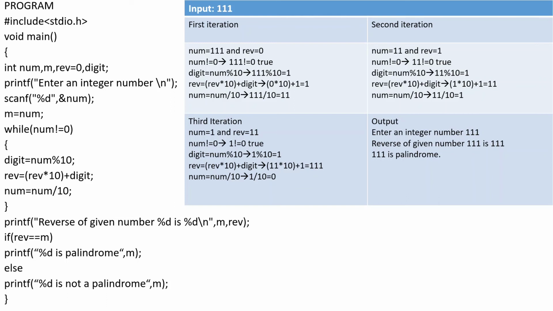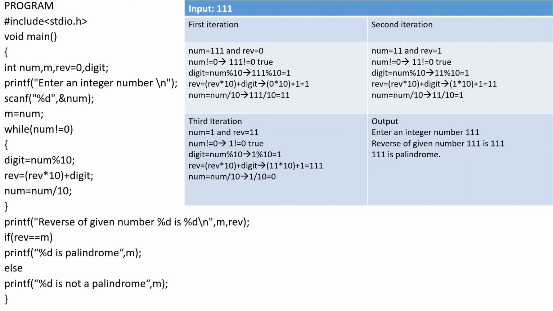Now what happens in the first iteration? The value 111 is stored in num, and that is again copied to m. Now we'll come to the while loop. So while num is not equal to 0. Now num is 111 and reverse I have initialized to 0. First it will check whether num is not equal to 0. Now obviously 111 is not equal to 0, it is true, so the control will go inside the while loop.